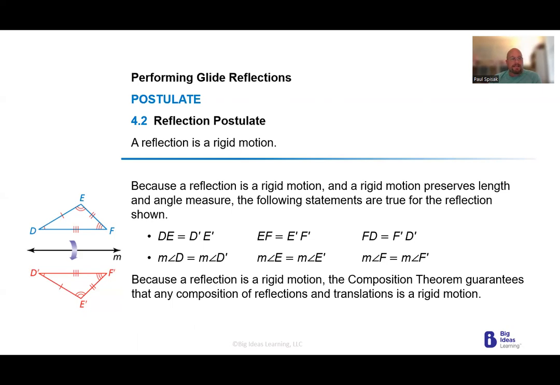Now, it's not facing the same direction this time. In a translation, the figure was also facing the same direction. It does not have to face the same direction to be congruent, nor does it have to face the same direction to be considered a rigid motion. So again, the image is reversed here, but it is still a rigid motion.